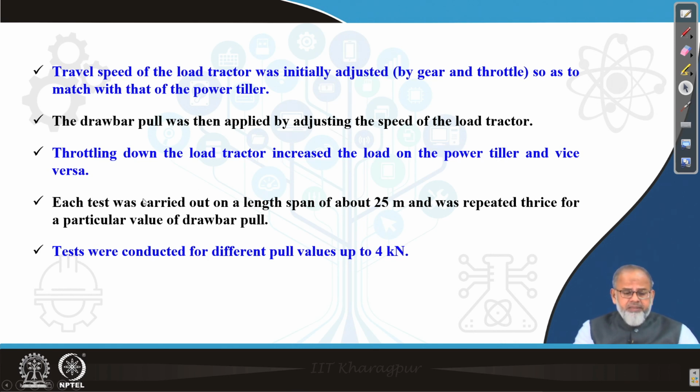Each test, whether the power tiller is fitted with track or with wheel, was carried out over a length of about 25 meters. It was a long span, and it was repeated thrice, so that the data we get will give more or less an average of experimental data with lesser experimental error. The tests were conducted for different pull values up to 4 kilonewton.